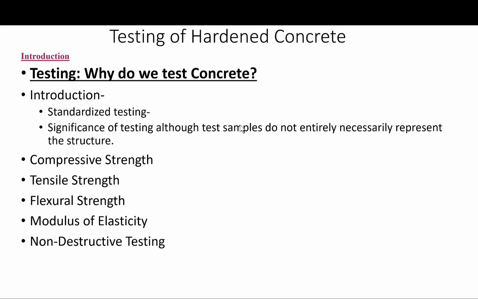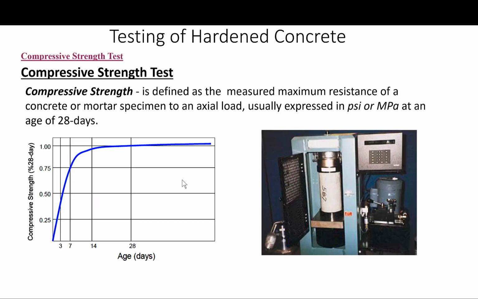Also in this module, we will introduce standardized testing and the significance of testing. Although test samples do not necessarily entirely represent the structure, we will talk about all that. And again, we will study the compressive strength, tensile strength, flexural strength, modulus of elasticity, and we will look at some of the non-destructive testing. This is how compressive strength is measured. As I said, this is one of the most significant tests because this property is indicative of other properties. It's straightforward. As you can see in this machine, it's loaded axially, and then the strength is recorded, and a curve like this is drawn.